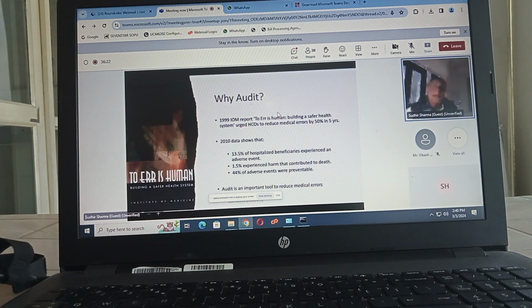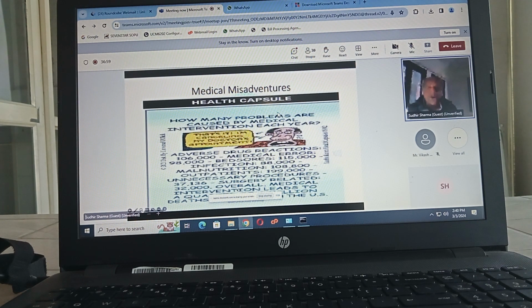The same Institute of Medicine did another survey in 2010. So the problem has multiplied and grown, and audit was an important tool to reduce it. Overall, medical interventions lead to a quarter of a million deaths in the US.